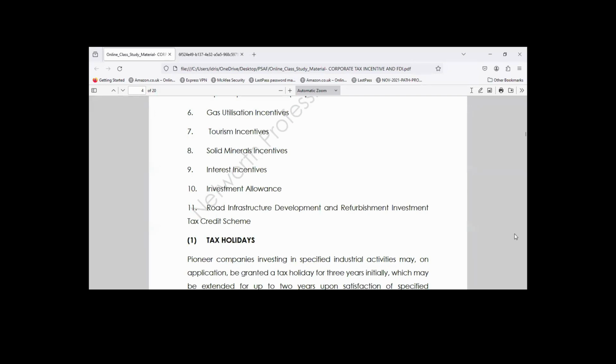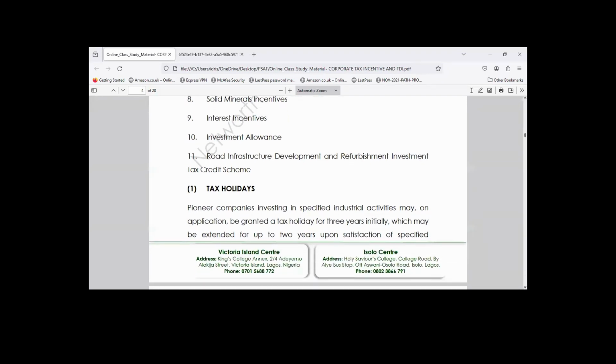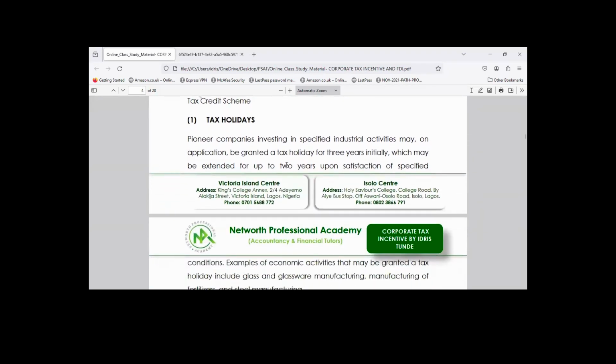So, for such kind of company, government will give them a tax holiday. We call those kind of company pioneer company. The law says that such a company will improve economic growth and development of Nigeria, and they want to start manufacturing goods in Nigeria.